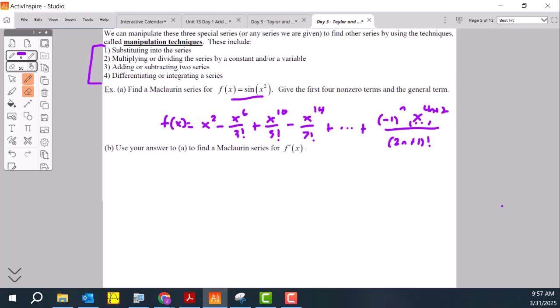Now, in part B, it wants us to find the Maclaurin series for f prime of x. That just means we're taking the derivative of each of these terms.